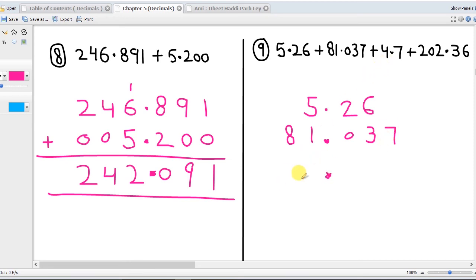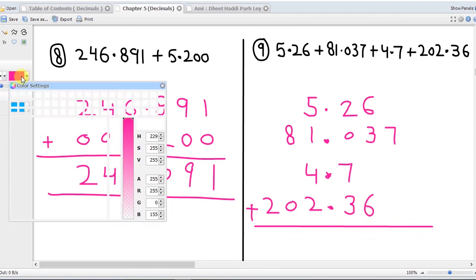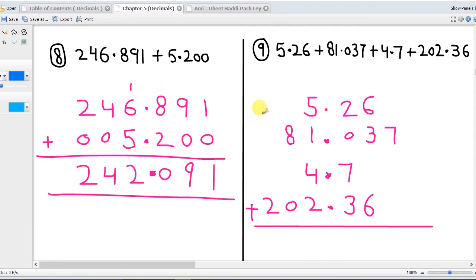So put the decimal point. Now write the numbers in their right places. And the last number is 202.36. So write 202 and then 3 6. Now we have to add all these numbers, but let me first fill these gaps with zeros.